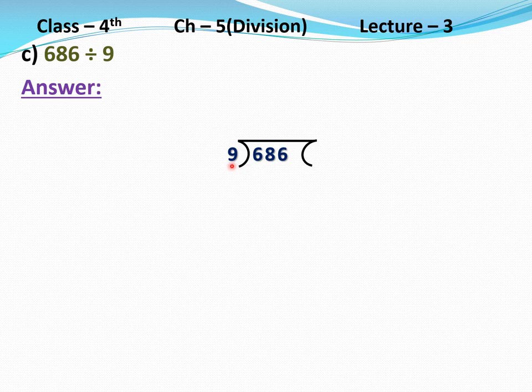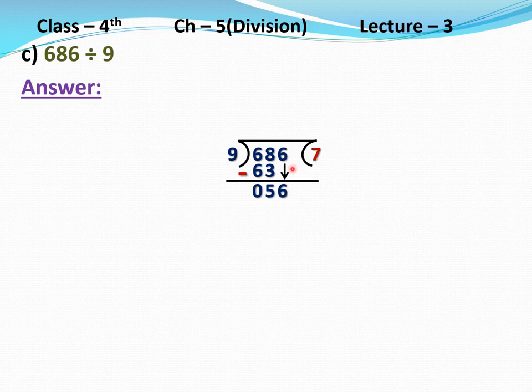Now multiply this 9 by a number so that it is equal to 68 or less than 68. It should not be greater than 68. 9 7s are 63. Write 7 here and write 63 here. Now we will do subtraction. 8 minus 3, 5. Write 5 here. 6 minus 6, 0. Write 0 here and write 6 as it is.